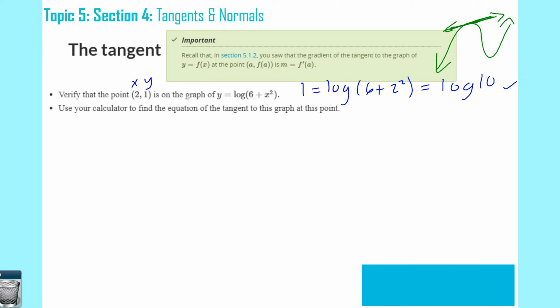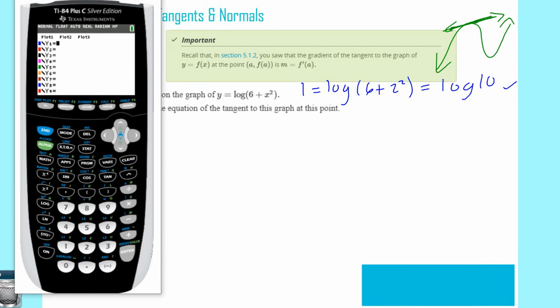So now the next part, we want to use the calculator to find the equation of the tangent to this graph at this point. Okay, so here we know this is our point. Well, what else do we need to make a line? We need the slope. How do we find the slope? We use the gradient. So I get out the calculator.